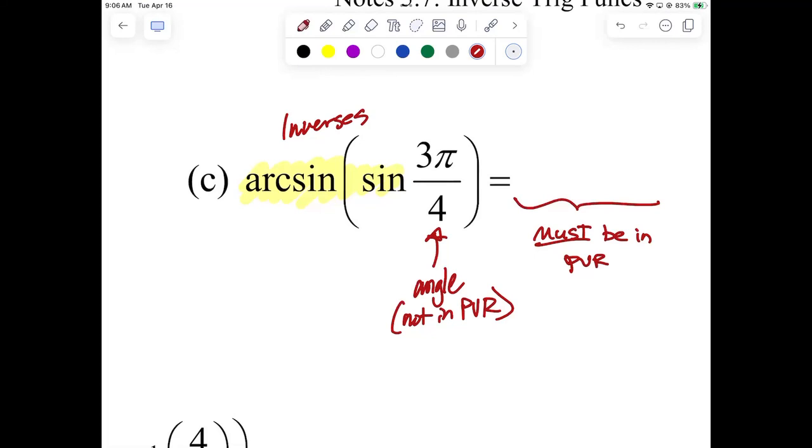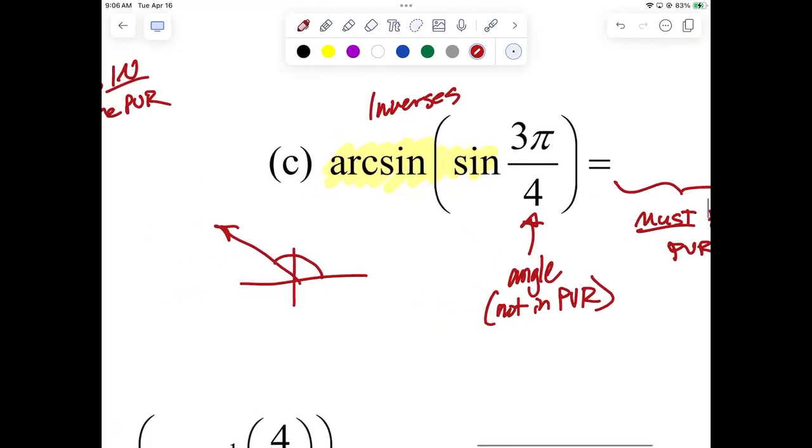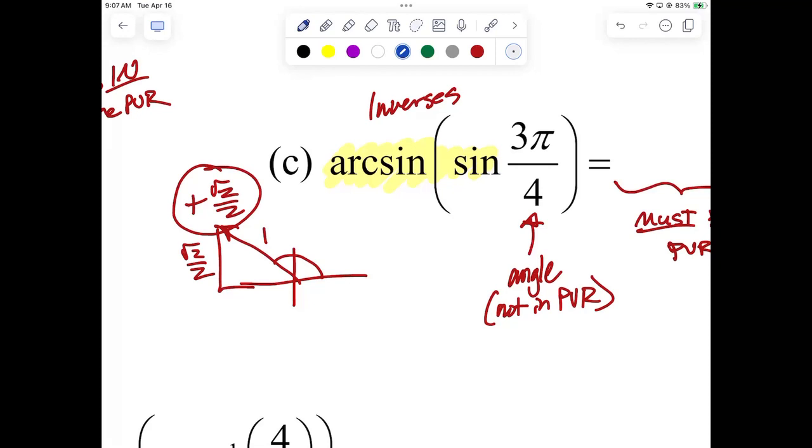So here's how you do a problem like this. When in doubt, just work it out from the inside out. 3 pi fourths is over here, isn't it? It's in quadrant 2. What's the sine of 3 pi fourths? Well, it's the square root of 2 halves over 1. So it's positive. What's the other quadrant where sine is positive? Quadrant 1. Okay? So that's the other quadrant where it's square root of 2 halves over 1.